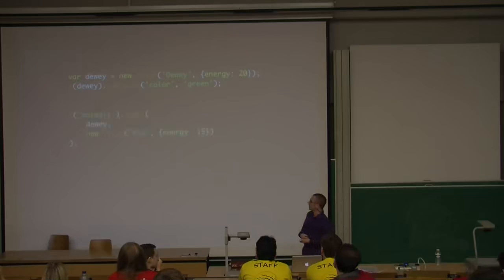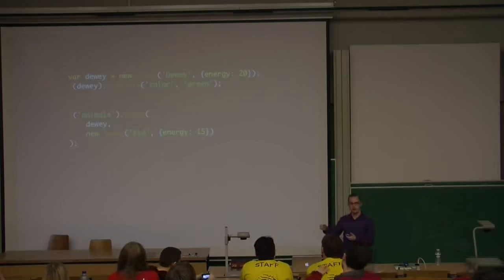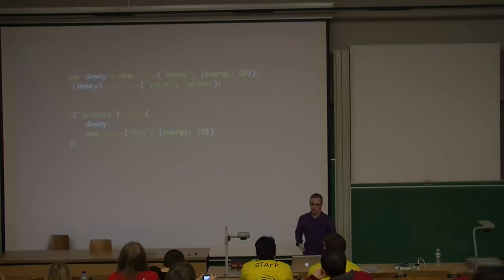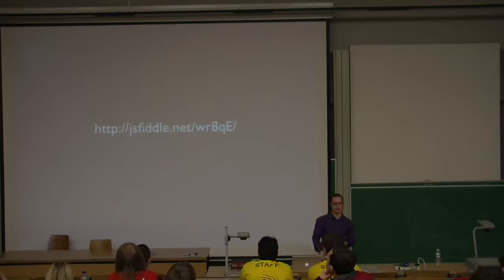And when we extend that example, we search for the animals element in the DOM, and then we adopt the instances of classes. Adopt is usually used in MooTools to adopt another DOM element. But in this case, we just pass in the instances of those classes, and it works like that. You can see this is probably what the output would look like. So you can see Dewey and Kid and Energy and something like that. So this may look a bit complex, but again, you can find all of that under the link.